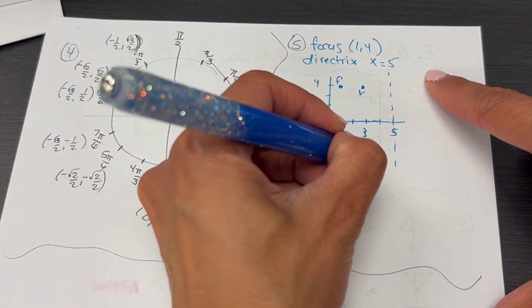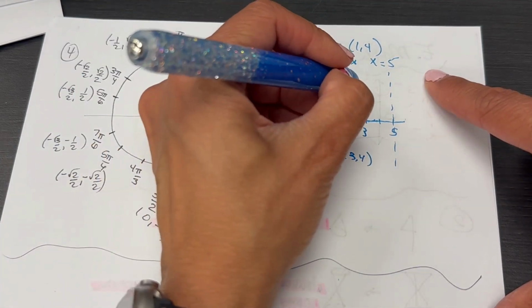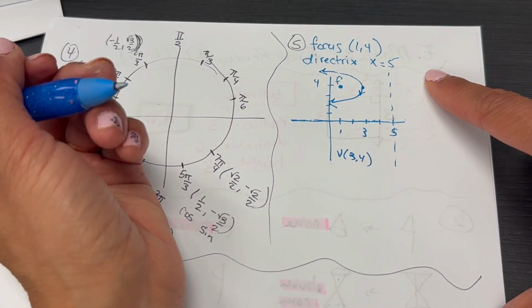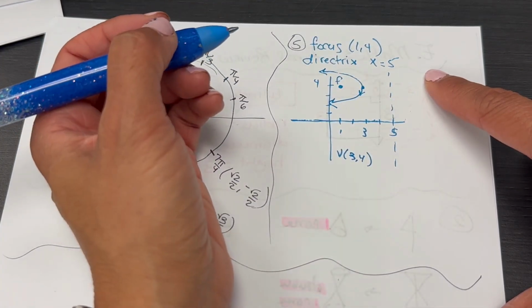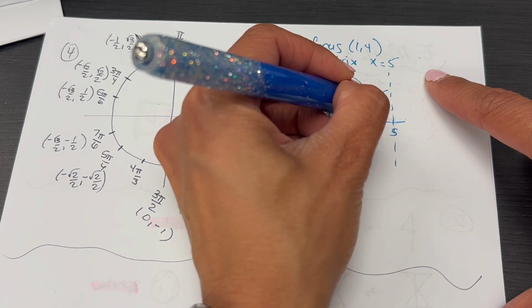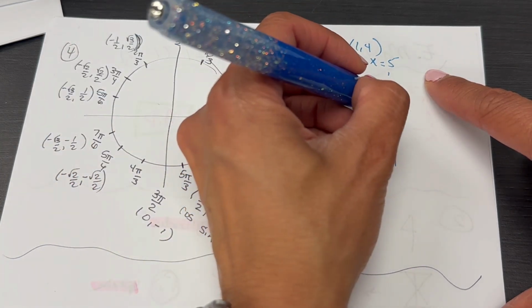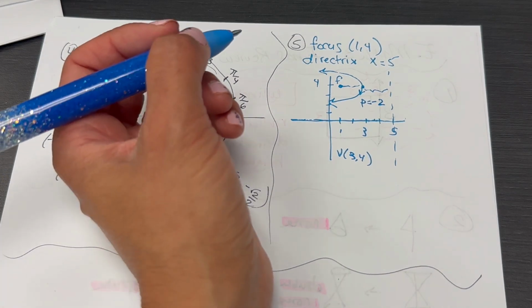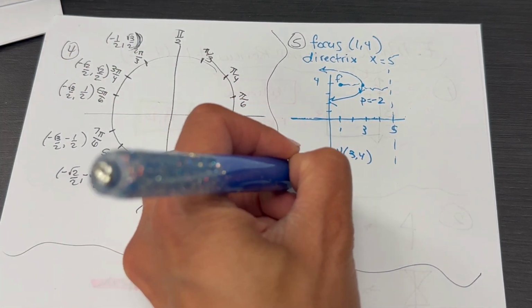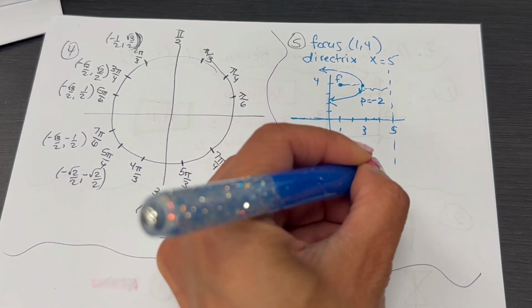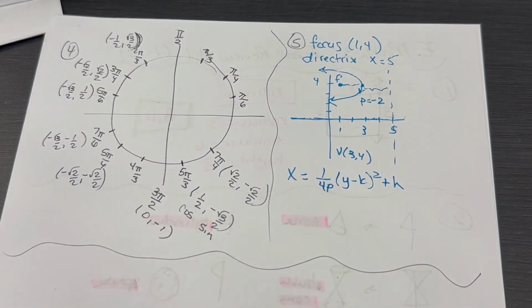So my vertex is 3, 4, which means that my parabola needs to be facing to the left because it wraps around the focus and the directrix is always behind it. So this distance, or this distance, that's our p-value, and because it's facing left, it's negative, so it's a -2 p-value. Okay, so this is a sideways parabola, which means we have to use the sideways formula. X equals 1 over 4p, y minus k quantity squared plus h. That's the formula we have to use.